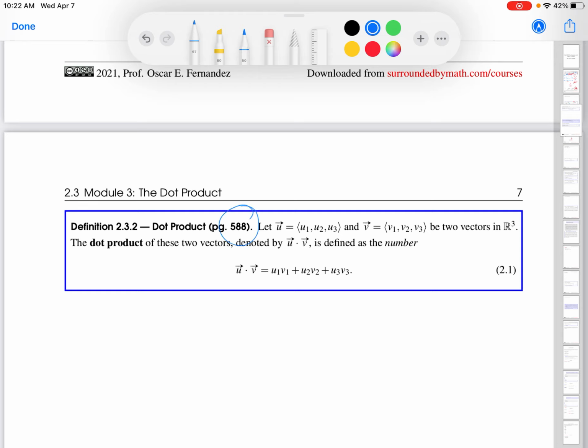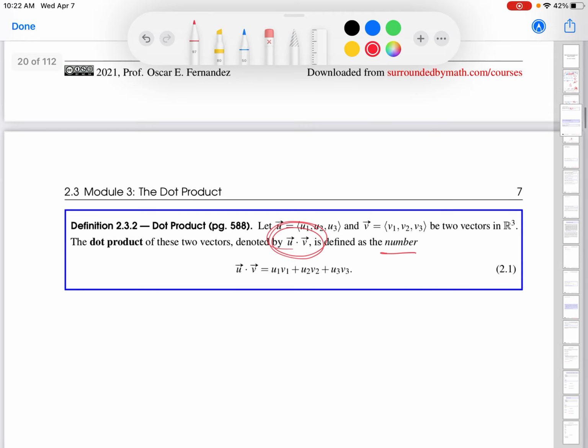So this is on page 588 of the Apex Calculus book. It says, suppose I have 2 vectors u and v in R3. The dot product of these 2 vectors, the new notation here is u dot v, so that's this notation up here. The dot product u dot v is defined as the number this. So first of all, the dot product is a number. That's very important to remember.